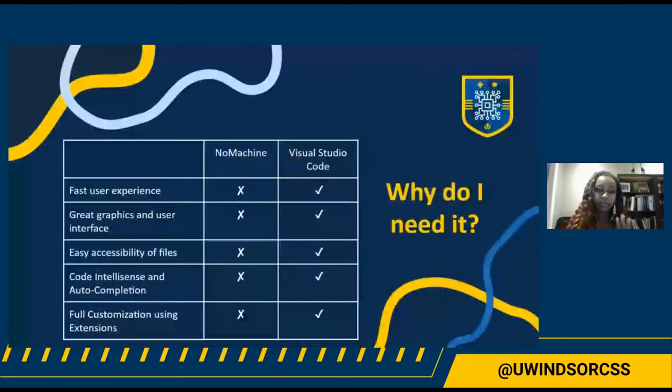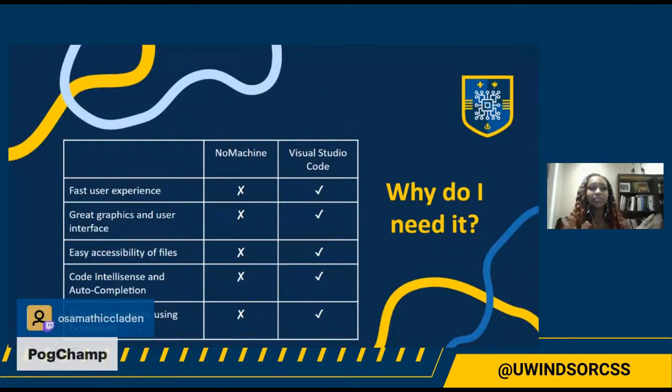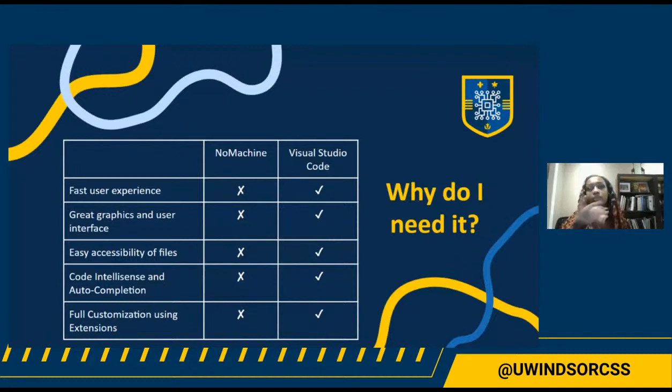All right, and then there's easy accessibility of files. In No Machine, you have to go through the whole process of importing files from your computer and then being able to access them. You have to go through an extra step every time you want to open a file from your actual computer. And the same happens when you're trying to export a file out from No Machine. You have to go through a whole conversion process. With Visual Studio Code, since it is installed directly on your computer, you don't have to go through all that shenanigans. You can just open and close the files directly on one software, no extra steps.